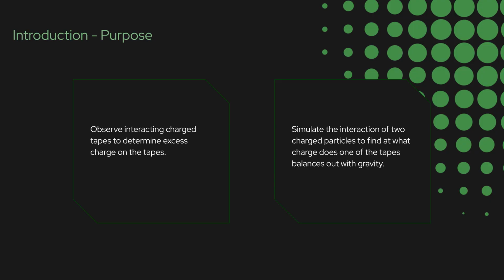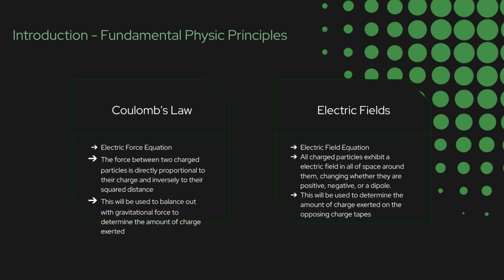The purpose of this lab is to observe interacting charged tapes to determine excess charge on the tapes, as well as to simulate the interaction of two charged particles to find at which charge one of the tapes balances out with gravity. The two fundamental physics principles we're going to use in this lab are Coulomb's law, which tells us that the force between two charged particles is directly proportional to the charge and inversely proportional to the square of the distance. We will use this to balance out the gravitational force to determine the amount of charge exerted.